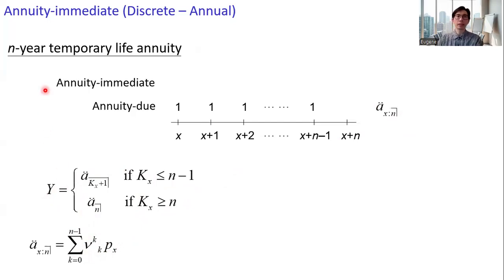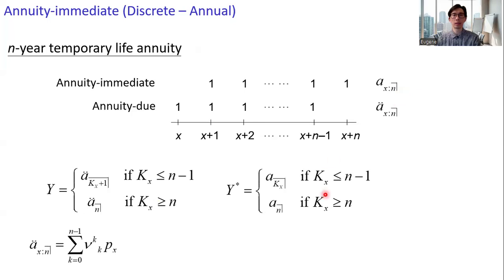For the n-year temporary life annuity immediate, this is the pattern of the payment. And the actuarial present value, okay, the notation is a x colon angle n. This is the PMF expression for Y. For the annuity immediate, so a x colon angle n, start from k equals 1 to k equals n, and then sum up the expression v to the power k, k p x.